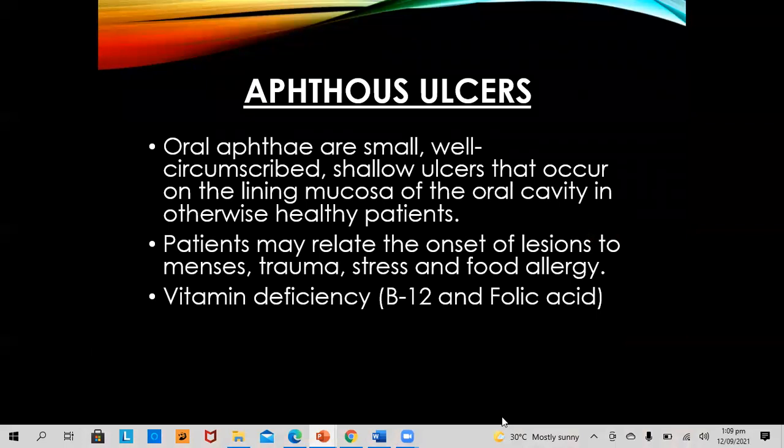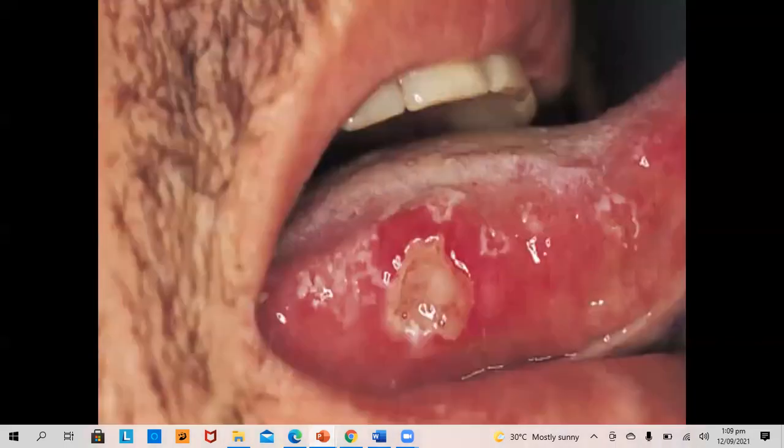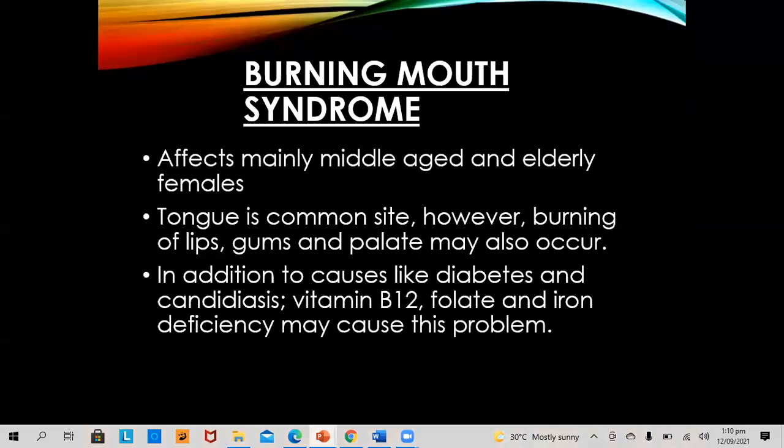Aphthous ulcers are a very common occurrence. They are small, well-circumscribed, shallow ulcers that occur in the lining of the mucosa of the oral cavity in otherwise healthy patients. The patient may relate it to the onset of menses, trauma, stress, and food allergies. And among the deficient vitamins, B12 and folic acid are important. These are the aphthous ulcers.